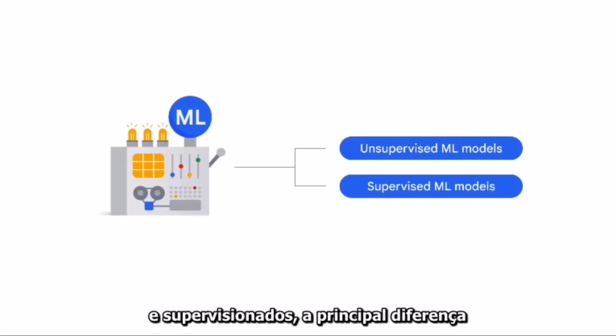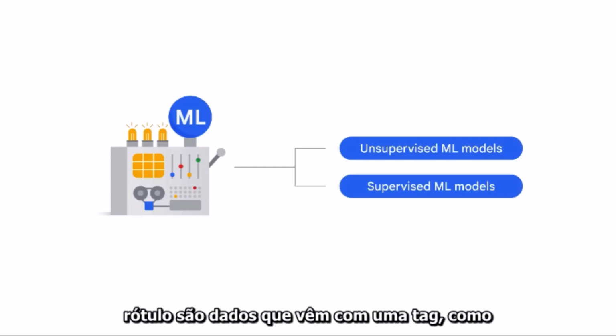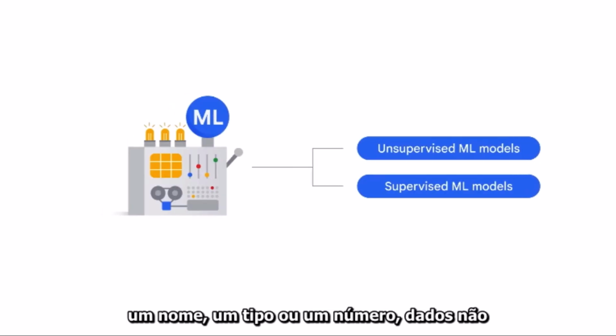The key difference between the two is that with supervised models, we have labels. Labeled data is data that comes with a tag, like a name, a type, or a number. Unlabeled data is data that comes with no tag.